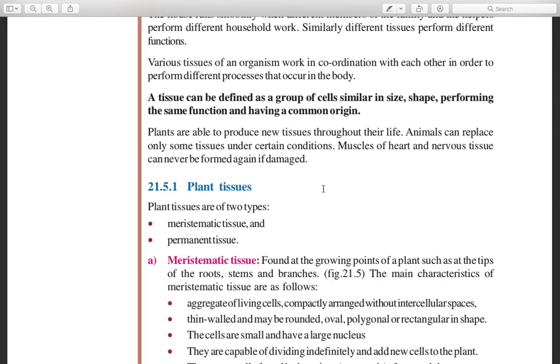Plants are able to produce new tissues throughout their life. If you cut some part, it will grow again. That is the characteristic of plants. As for animals, some tissues can grow under certain conditions. For example, if you have a scratch and your skin tissue comes off, it will grow again. But some organs like the heart or nervous tissue can never be formed again.